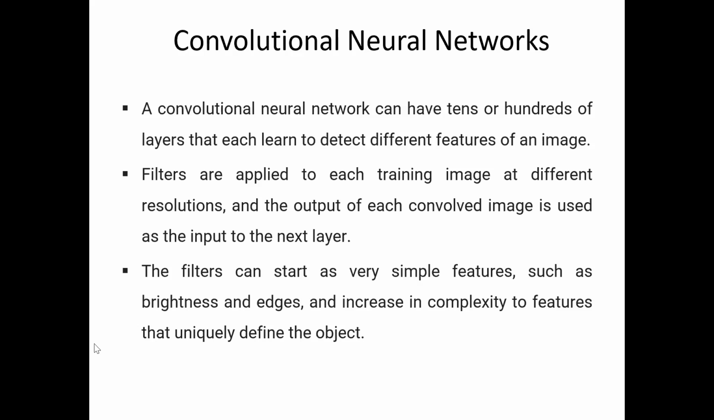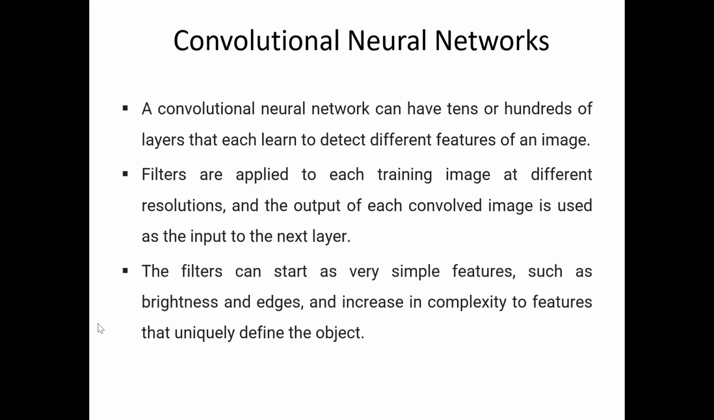The video data is nothing but a series of frames, right? So a convolutional neural network can have tens or thousands of layers that each learn to detect different features of an image. Filters are applied to each training image at different resolutions, and the output of each convolved image is used as the input to the next layer.